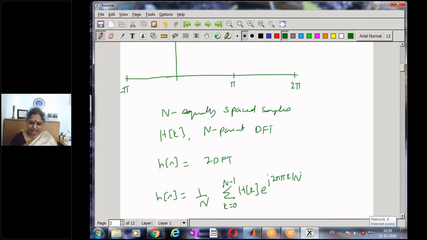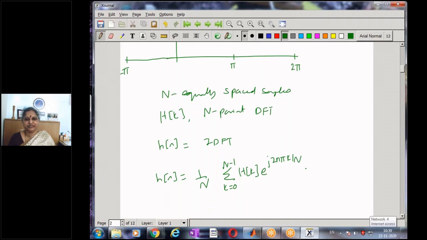It's such a simple method, and the advantage is that there is no need to do any integration. I just take the samples and perform the IDFT. This method of designing the FIR filter is known as the frequency sampling method of FIR filter design.